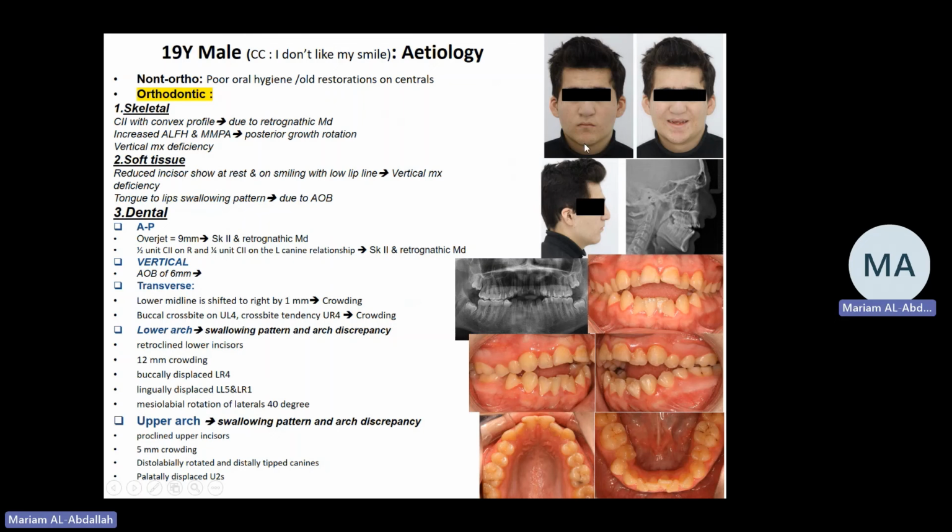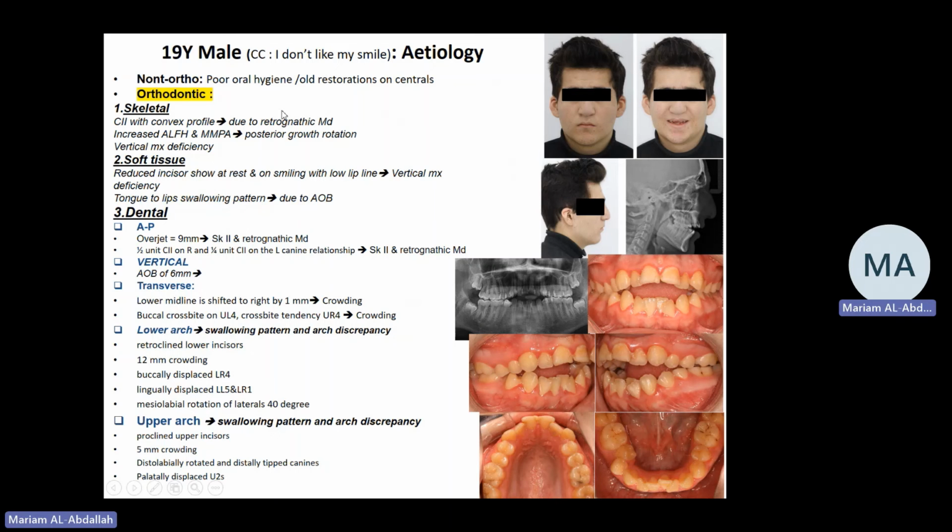In terms of soft tissues, the patient has minimal teeth showing on smiling and at rest, and it is related to vertical maxillary deficiency. There is a vertical maxillary deficiency. Okay, this is not related to lazy upper lip or problems related to soft tissues. It's mainly related to maxillary deficiency. Of course, tongue to lips swallowing pattern, the etiology is the severe anterior open bite.